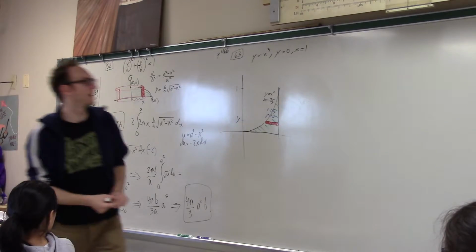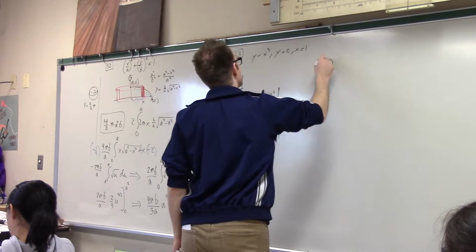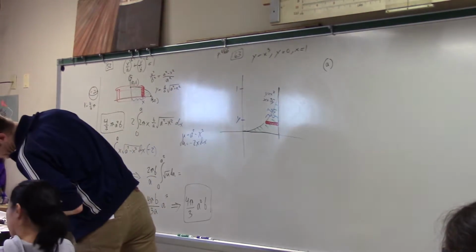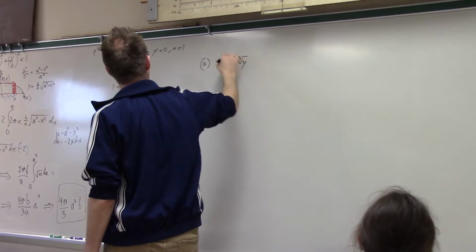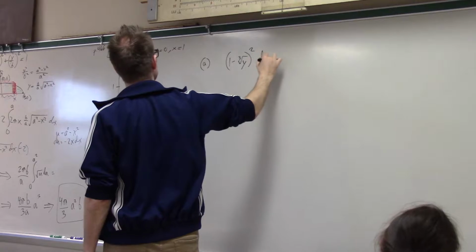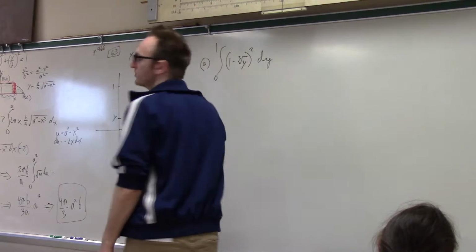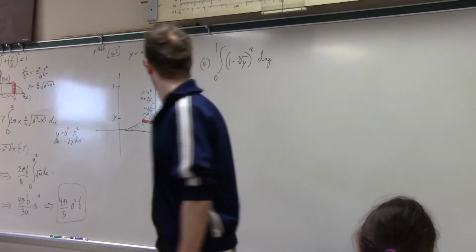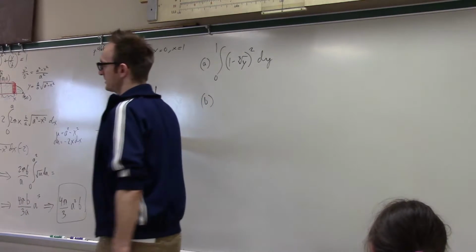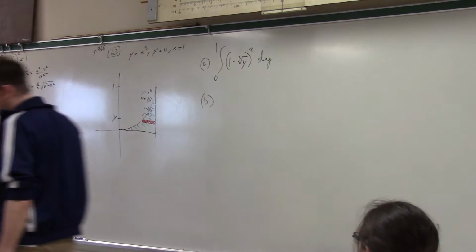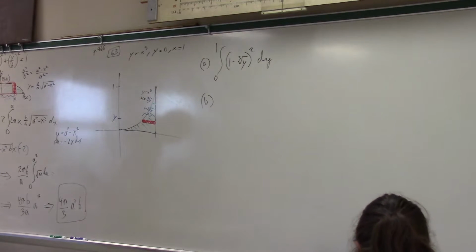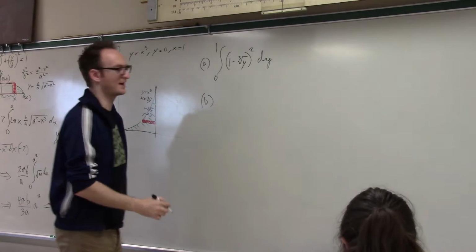So part A says find squares. Well, I take that 1 minus cube root y, and I just square it, multiply by dy, and integrate from 0 to 1 with respect to y. Good? Okay, so what was the hard part? Was it the setup? Next, semicircles. Oh, this gets kind of hard actually, right?